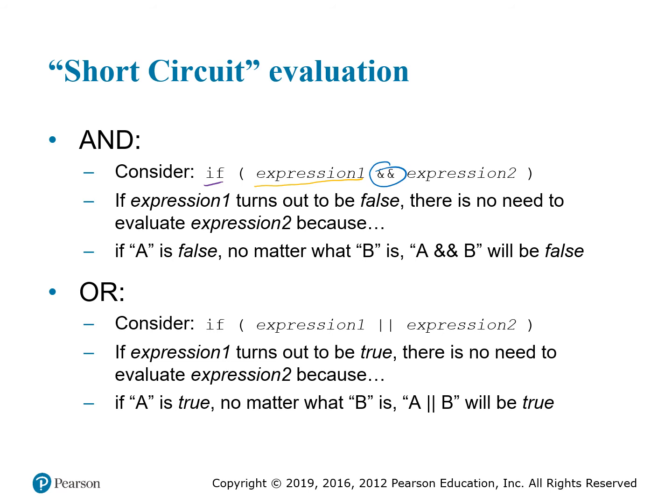Some programmers use this actually as a handy little trick that you might include an equals sign over in expression 2 that assigns something only if expression 1 turns out to be true, or they're crazy little shortcuts that people do. Or works the opposite way. If expression 1 turns out to be true, true or anything is going to be true, so there's no reason to evaluate the other side of that statement.